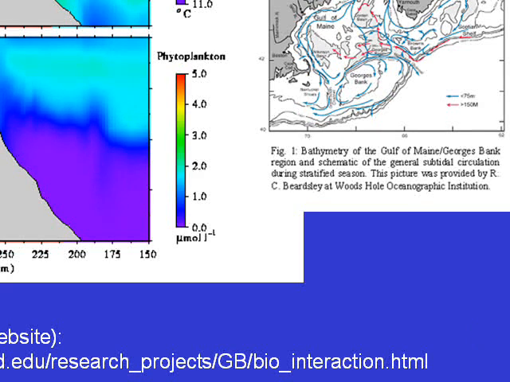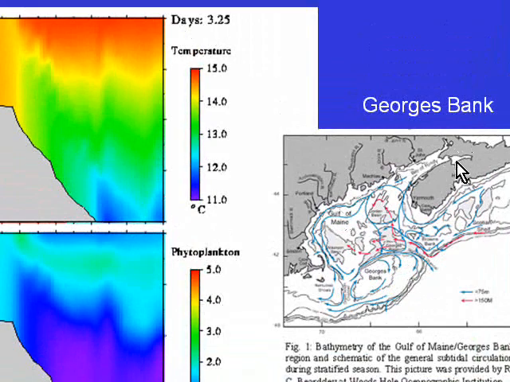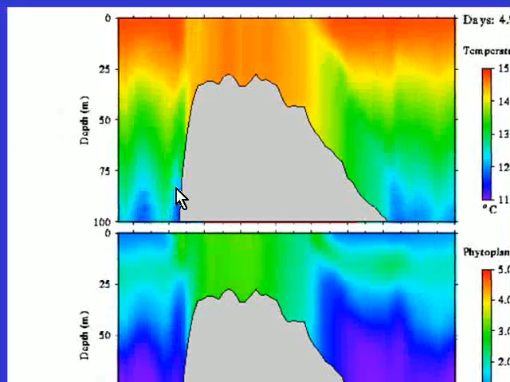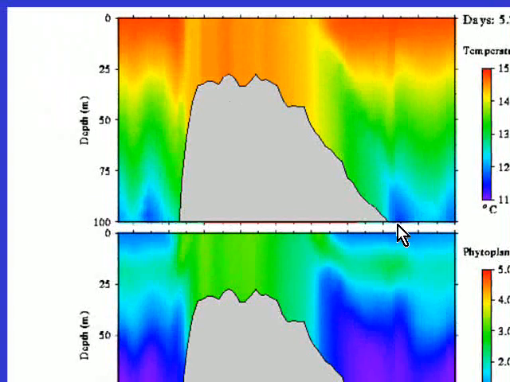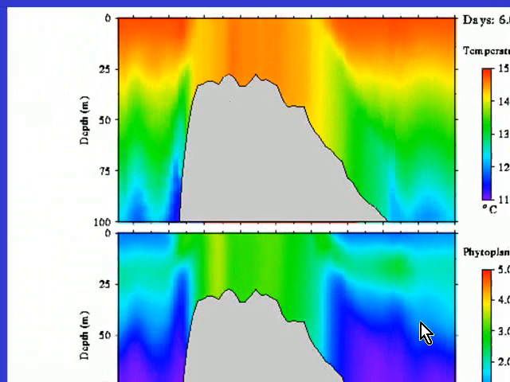This is a simulation, a numerical simulation in Georges Bank. Georges Bank is here. So that's the Gulf of Maine. There's Nova Scotia, Canada. There's Cape Cod. So Georges Bank is right here. And this is Georges Bank. It's a simulation. This is the temperature field, and this is a phytoplankton field.